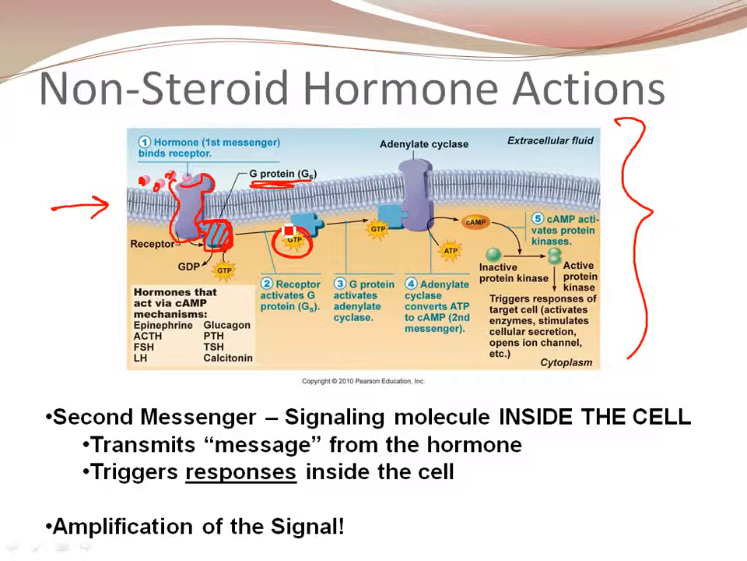GTP is like ATP. It's an RNA nucleotide, but it has, instead of an A or an adenine base, a G or a guanine base. Okay, the G protein will not bind to GTP unless it has first bound to the receptor molecule that has bound the hormone. So what we're seeing here is a step-by-step process.